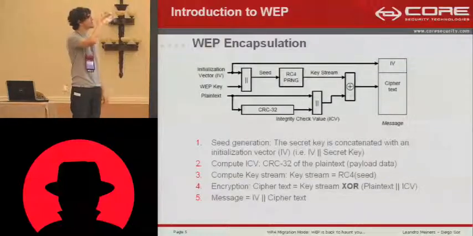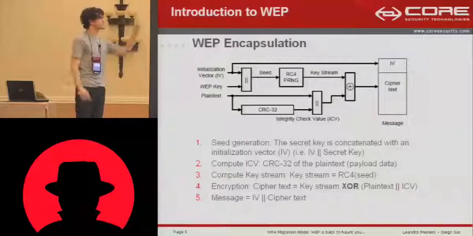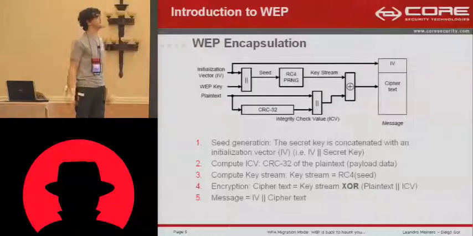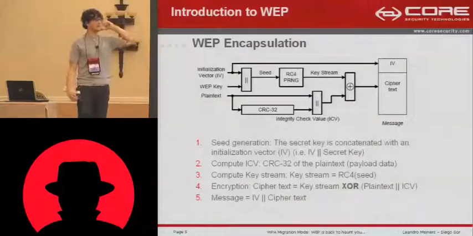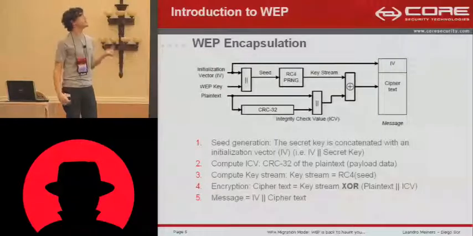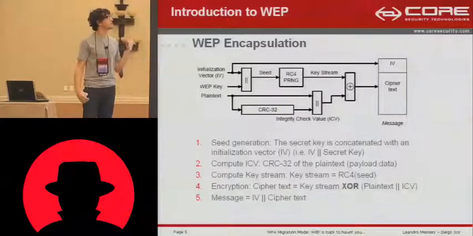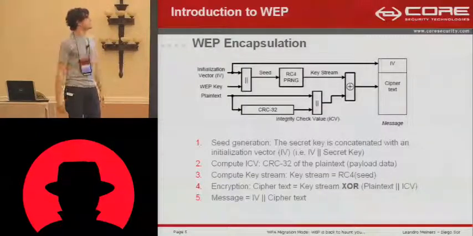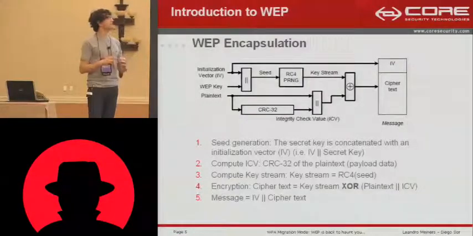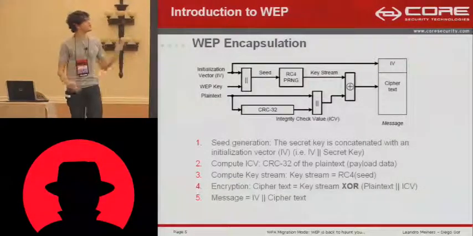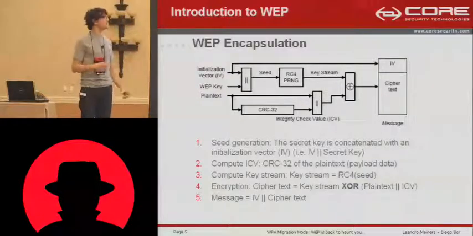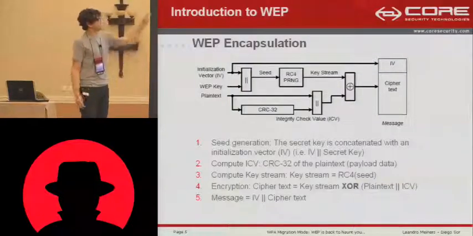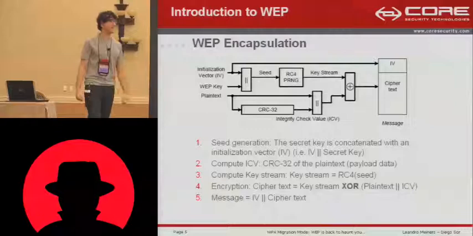We have the plain text that goes through the CRC32 calculation. We concatenate the two, meaning the plain text and the CRC32. Then we have the initialization vector and the WEP key. We concatenate the two, and this is called the seed that enters the RC4 pseudo-random number generator, which is basically the RC4 generator of the key stream. So the key stream is the encryption material that we are going to XOR with the concatenation of the plain text and the ICV.